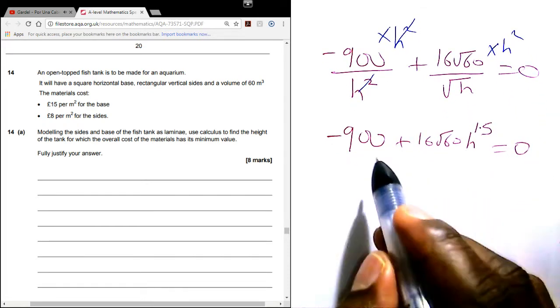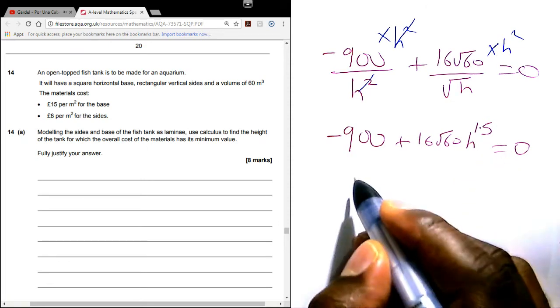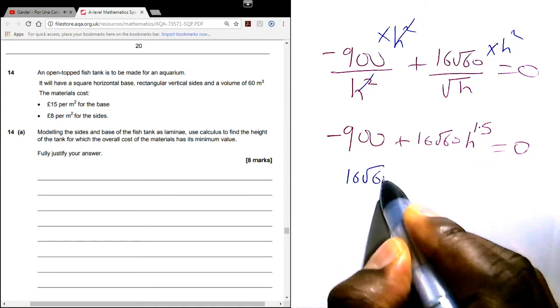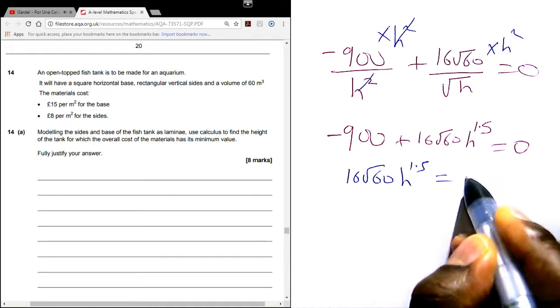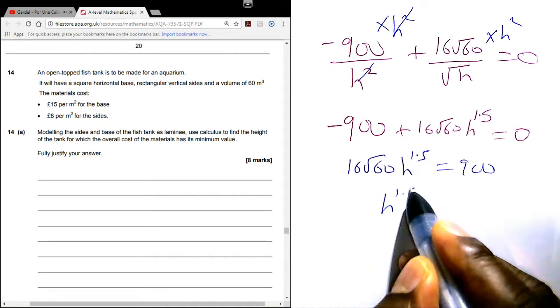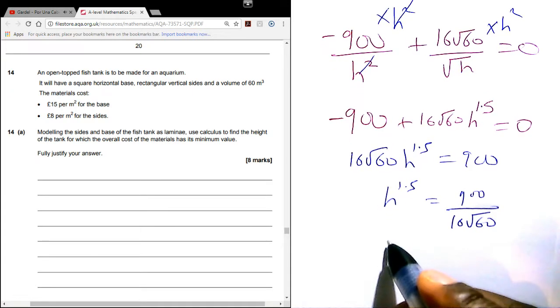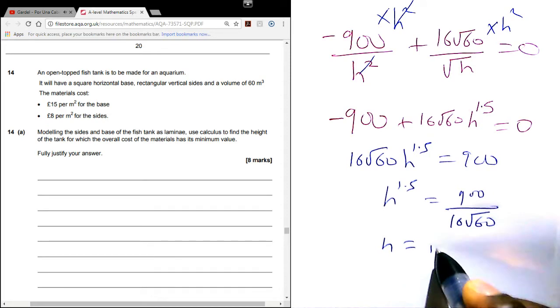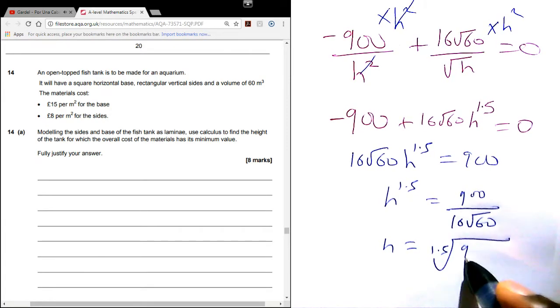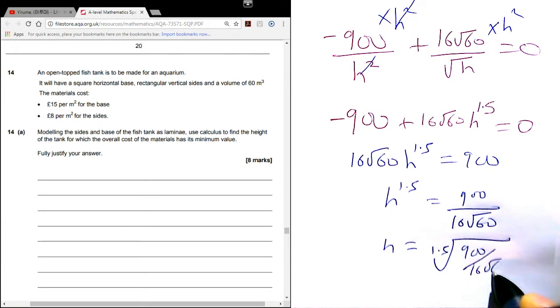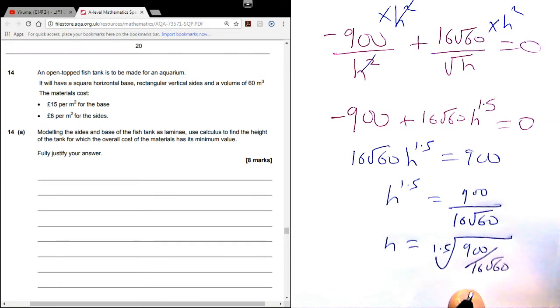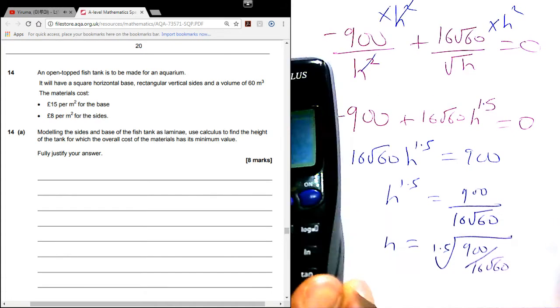So rewrite this by making h the subject. 16 root 60 h to the 1.5 is 900. H to the 1.5 is 900 over 16 root 60, and therefore h would be the 1.5 root of 900 over 16 root 60. I have deliberately left it this way because our calculators can always do something as complex as that. So you do know how to use the calculator for this, right?